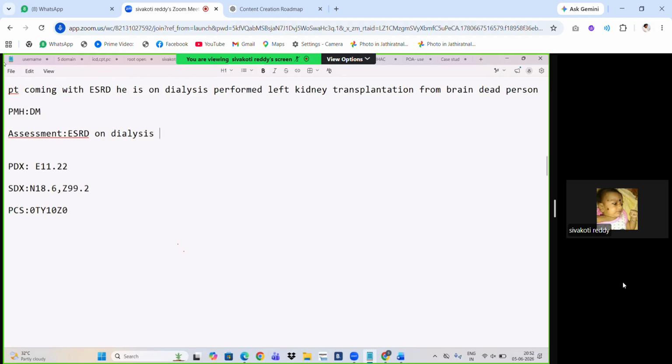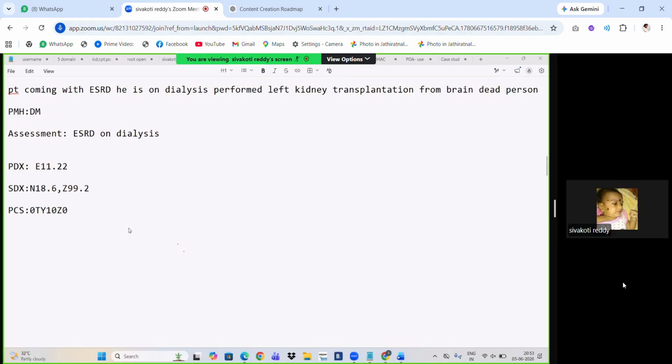What is the PDX here? DM with CKD, DM with ESRD. When the patient has diabetes and diabetic complications, always go with the E series sequence first: 11-2-2, 11-1, 3 series, 4 series, 5 series, 6 series. The 11 series, diabetic complications, should be sequenced first.